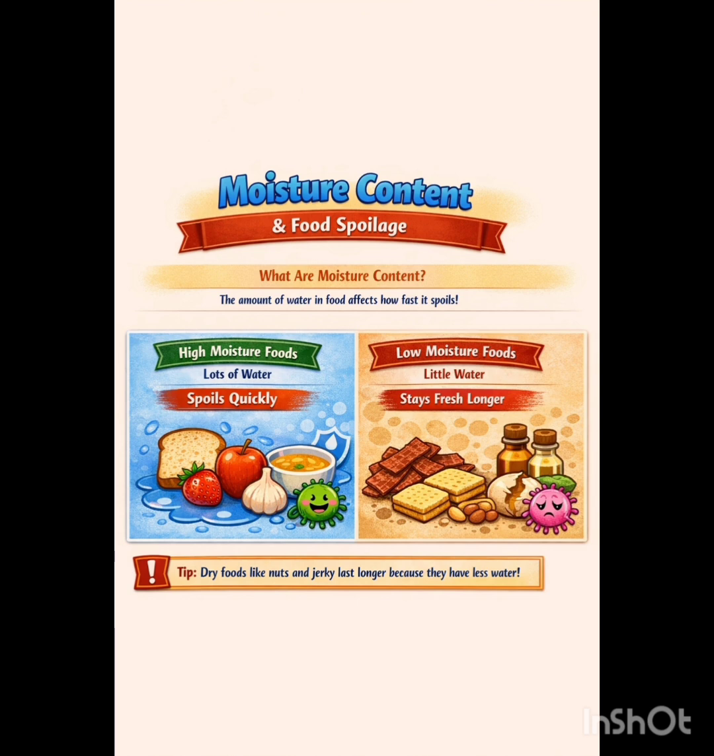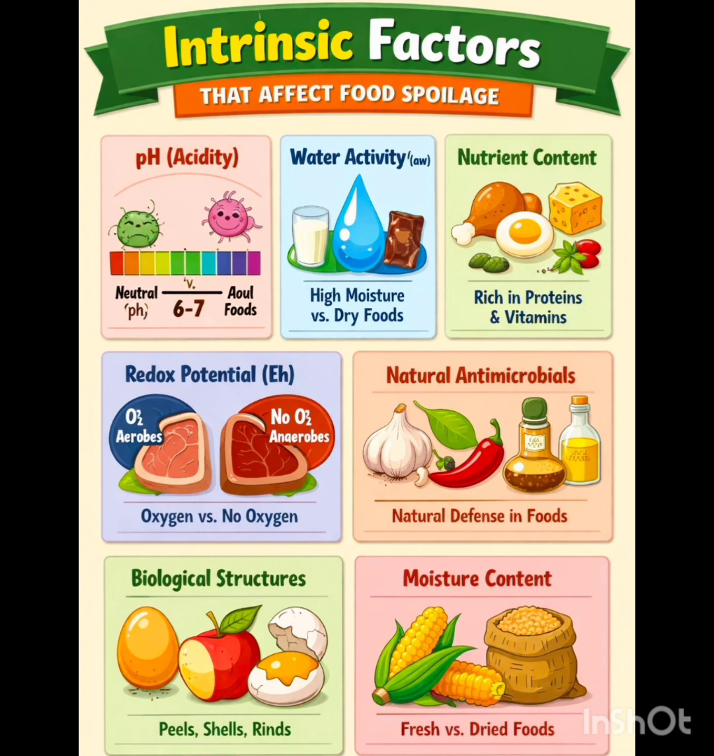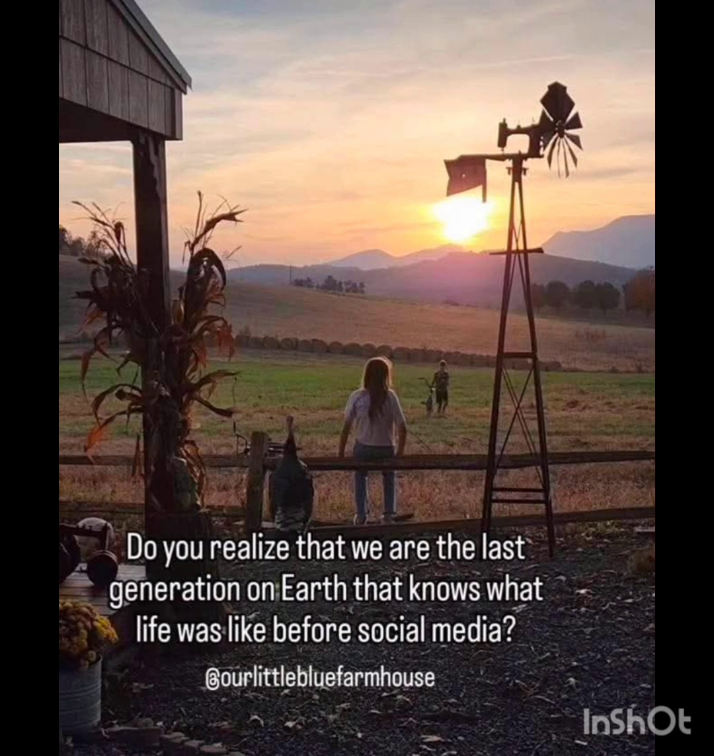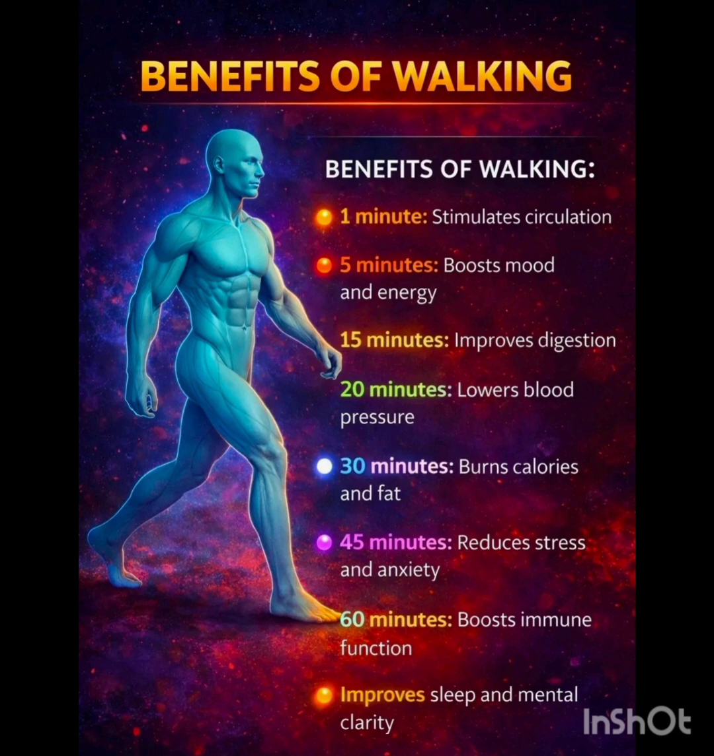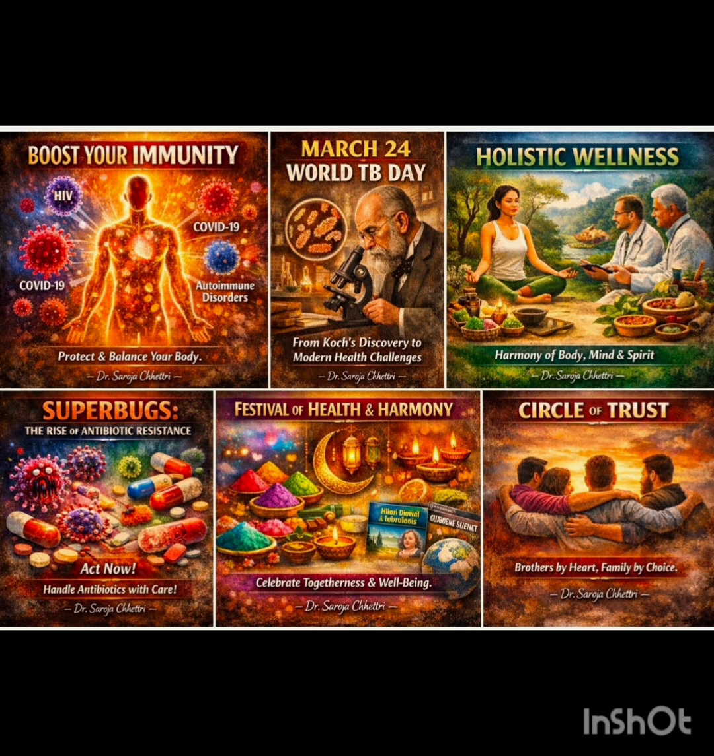Foods with high moisture generally spoil faster because they support microbial growth. Whereas foods with low moisture tend to last longer. So in simple terms, intrinsic factors are built-in properties of food like acidity, water, nutrients, and natural protection that determine whether microorganisms can grow or not. Understanding these factors helps us know why some foods spoil quickly while others can be stored for a very long time.